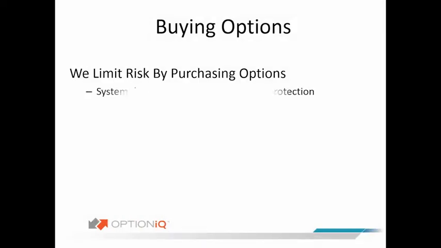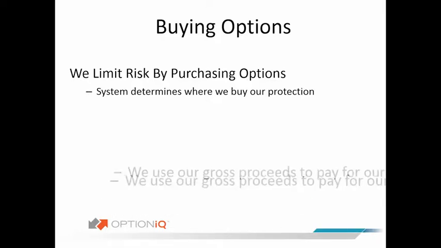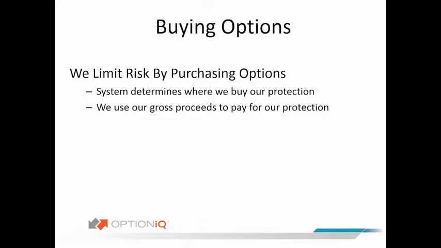When we buy options, we limit our risk, and our system actually determines where to do it. So you don't have to know where to purchase these options. The system's going to tell you exactly where to do it. We're also going to use our gross proceeds, or what I like to call our gross target profit, to pay the cost of buying these options. So when we sell options, we take in a bunch of premium, and out of that gross potential profit, we use some of that money to buy options. That's how we cover that cost. The protection limits the amount of risk that we take on our trade.